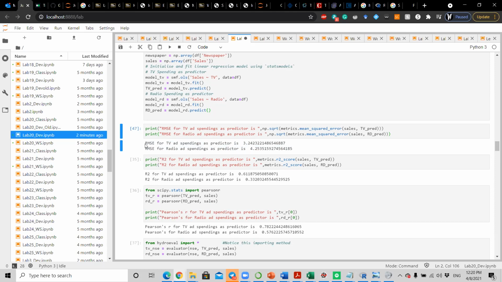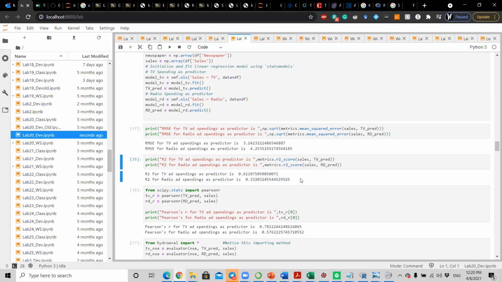The TV. Why? Because it has a lower error compared to radio. Exactly. The model that has the lower error has a better accuracy, or lower errors, of course. So let's calculate the R square, and we get these two values. The R square for the TV model, the first model, is 0.6. For the radio model, it is 0.3. Which model would you pick?